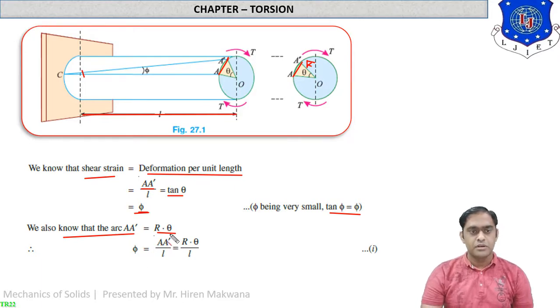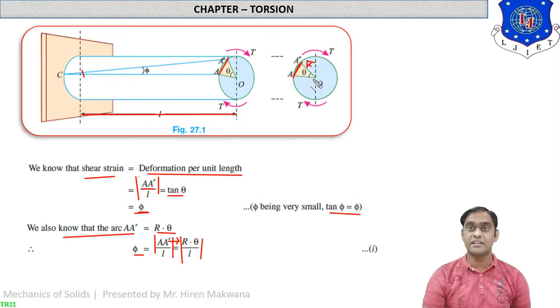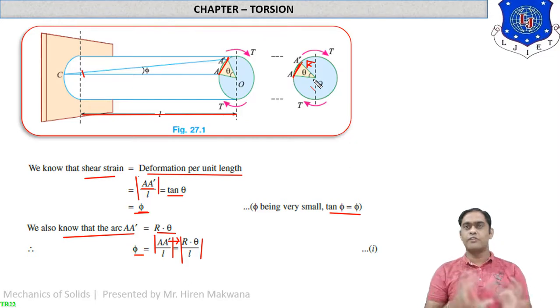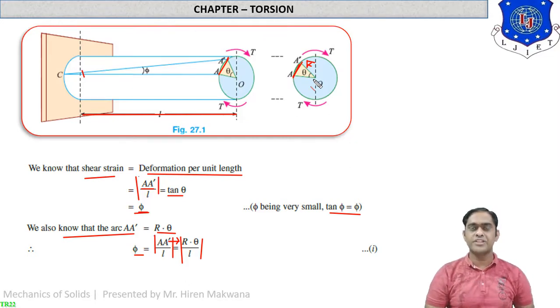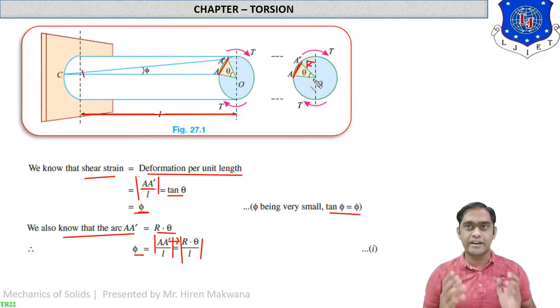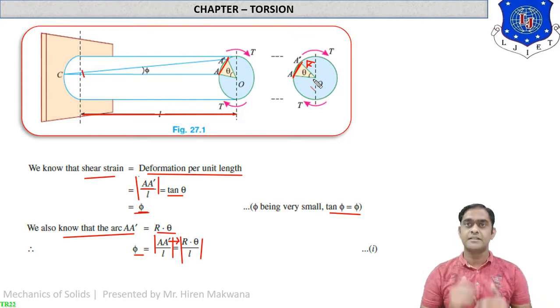Now phi is equal to AA dash upon L, which is equal to R theta upon L. It means AA dash is replaced by R into theta, because it is the arc length, which is equal to R into theta. So both these formulas correspond to each other, they are equal. They are subjected to only one formula, which is the length of the arc, radius into angle subtended at the center, from the back side and from the front side. Back side it is phi, and front side it is theta. Okay, let us go ahead.